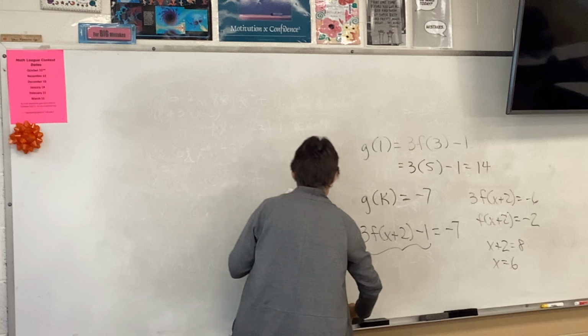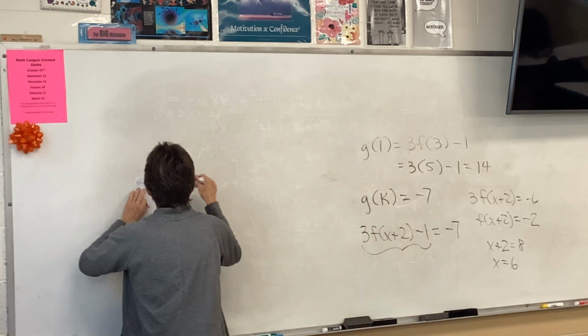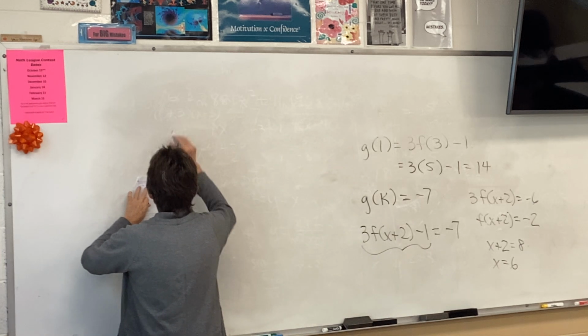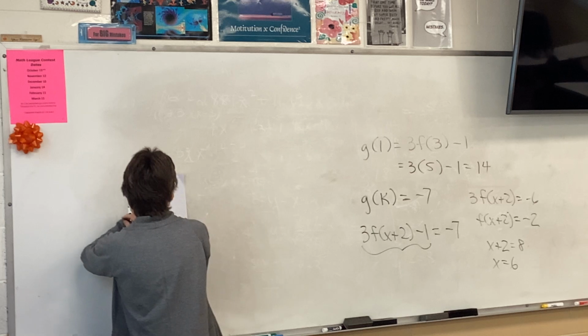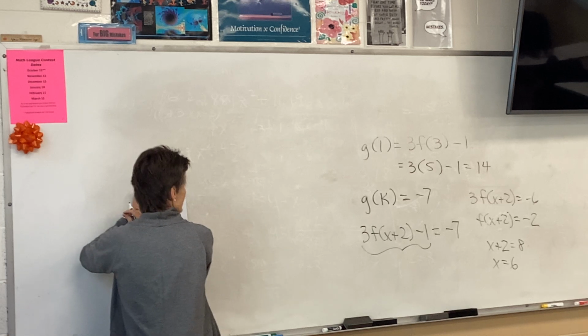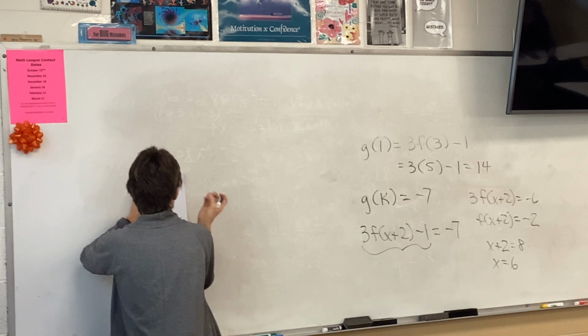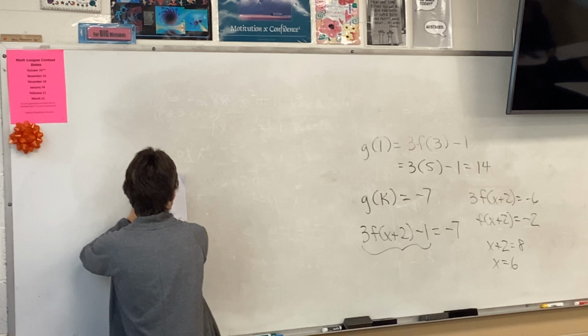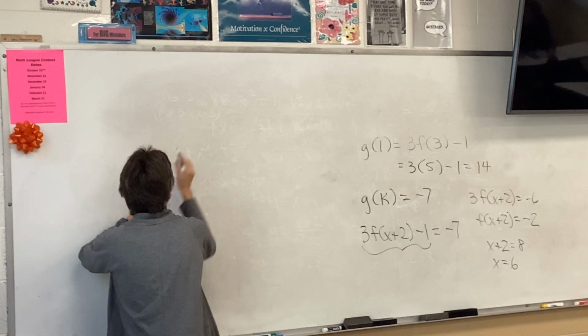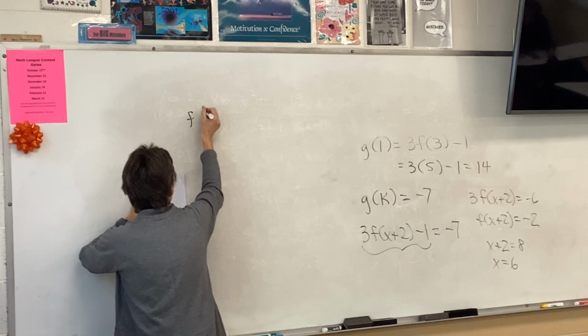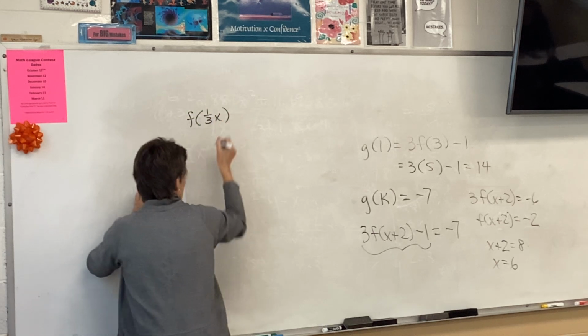So what does P look like if we do a horizontal dilation by a factor of 3? What does that mean? There won't be any negatives at this point. There might be in a minute, but I'm doing them in order. So I'm starting with my horizontal dilation, 1/3. So that's going to be F of 1/3 x.